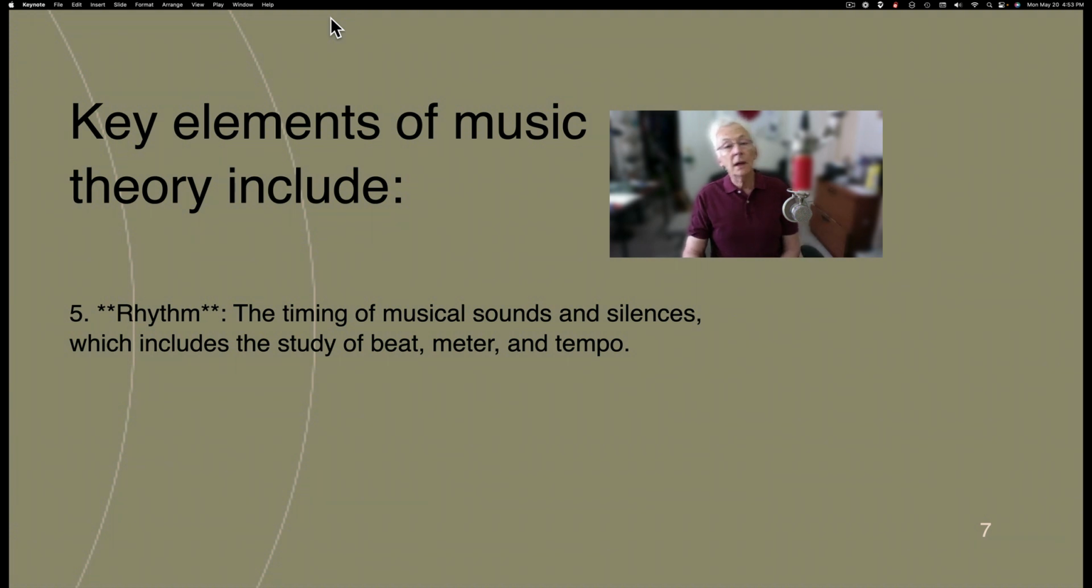Another element of music theory, number 5 on our list, is rhythm. Rhythm is the timing of musical sounds and silences. Rhythm includes the study of beat, meter, and tempo. Beat is a quarter note gets one beat. Meter is about how music feels. And tempo is the speed of the music. All those go back and define rhythm.